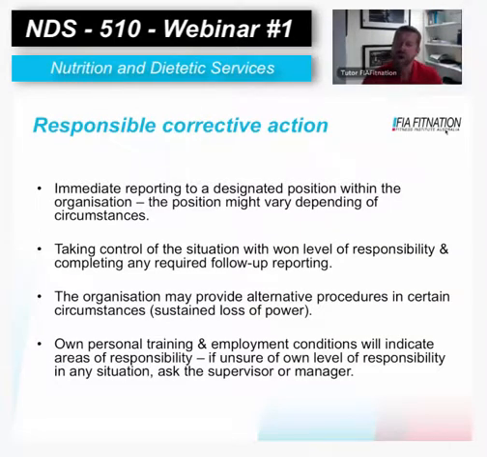If you're working in one of those facilities, your own personal training and employment contract or conditions will really indicate your own personal area of responsibility. If you're unsure of your own level of responsibility in any situation, obviously it's really important that you do ask the supervisor or the manager.